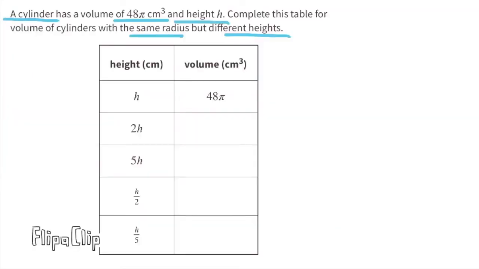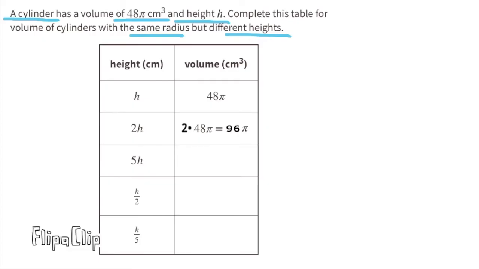The table has a left-hand column with height in centimeters and a right-hand column of volume in centimeters cubed. The table starts out on the top with 1h, or 1 centimeter, and the volume is 48 pi, or 48 times pi, centimeters cubed. 2h, or 2 centimeters, would be double 1h, so the volume is going to be doubled. 2 times 48 pi equals 96 pi. This cylinder that's 2 centimeters in height has a volume of 96 pi centimeters cubed.